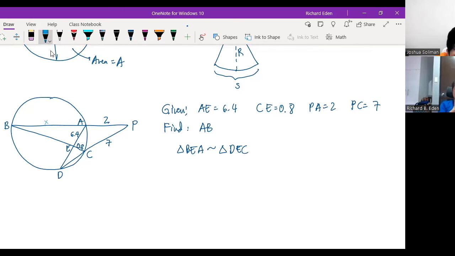Angle P is congruent to angle P itself, of course, and angle ABC is congruent to angle ADC because they subtend the same arc. So triangles BCP and DAP are similar. The shorter side of BAP is 2, so its corresponding side will be 7, which is CP. And then CP is 7, which corresponds to what? I'm a bit confused, does CP still correspond to AP?